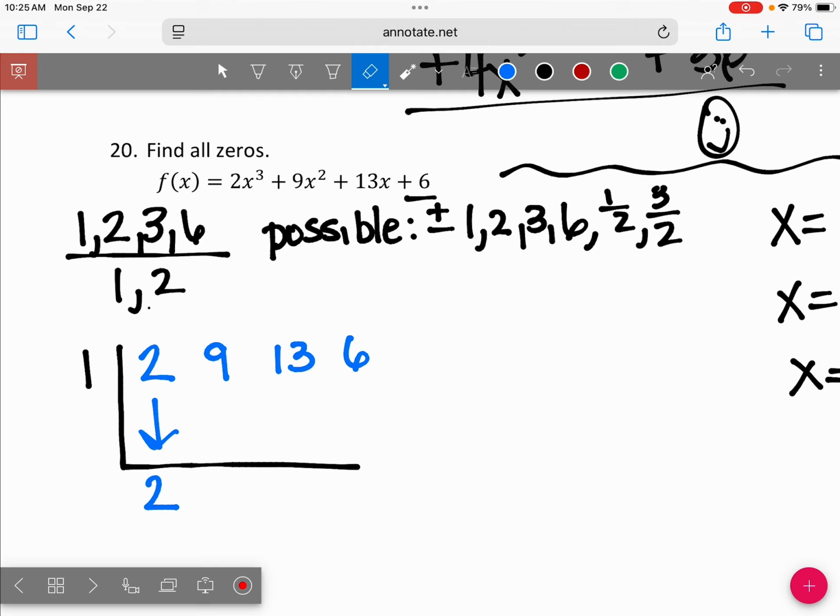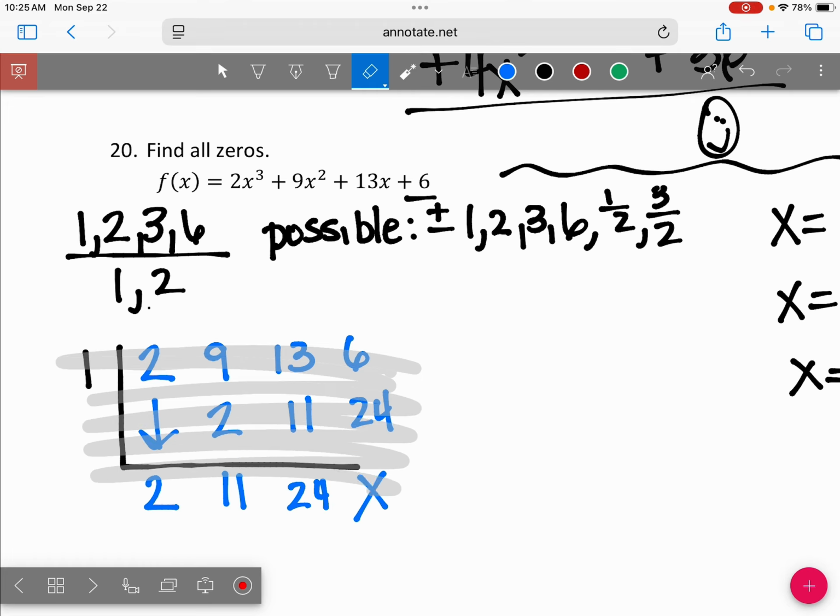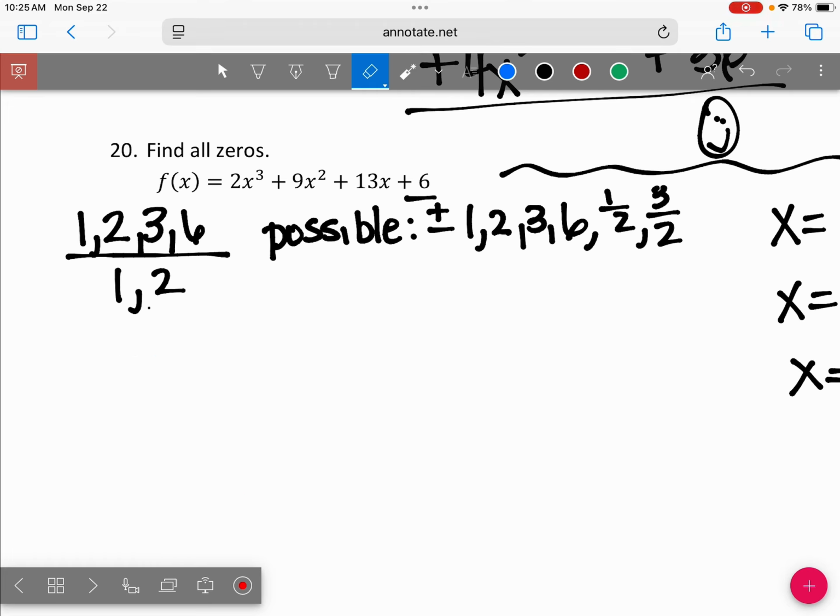Bring down the 2, so that would be 1 times 2, which is 2. Carry that over here. 9 plus 2 is 11. 11 times 1 is 11. I can already tell that this is not going to work because I don't end with a 0. So 1 is not one of my solutions. So let's repeat. We tried 1. Now let's try -1.